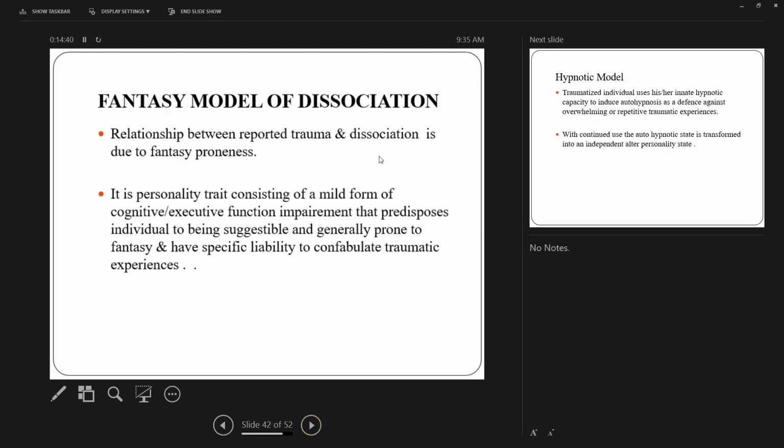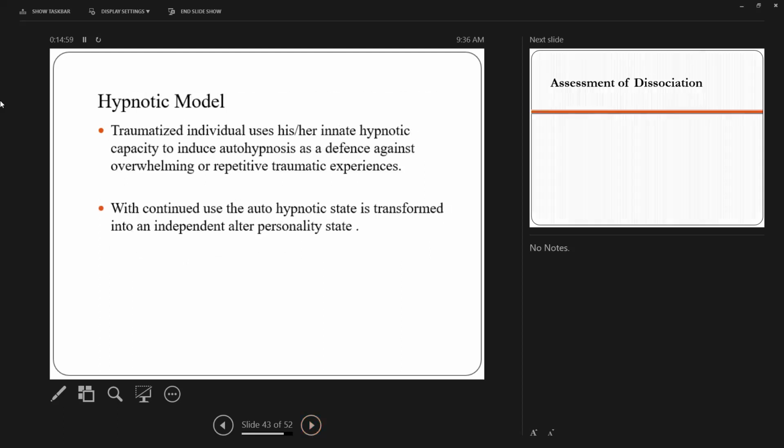Then there is the fantasy model. The relationship between reported trauma and dissociation is due to fantasy proneness. It is a personality trait consisting of a mild form of cognitive or executive function impairment that predisposes the individual to being suggestible and generally prone to fantasy, and having a specific liability to confabulate traumatic experiences.